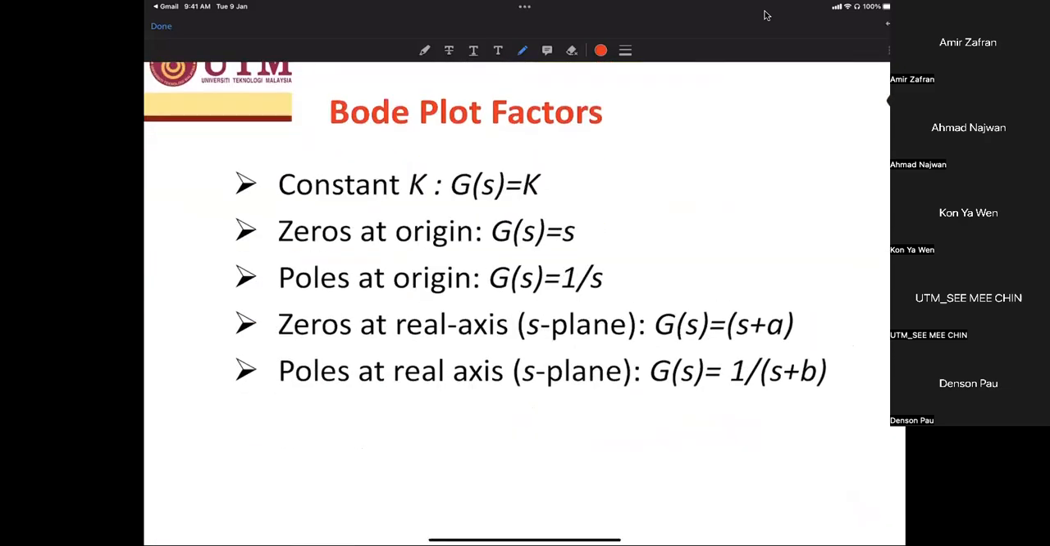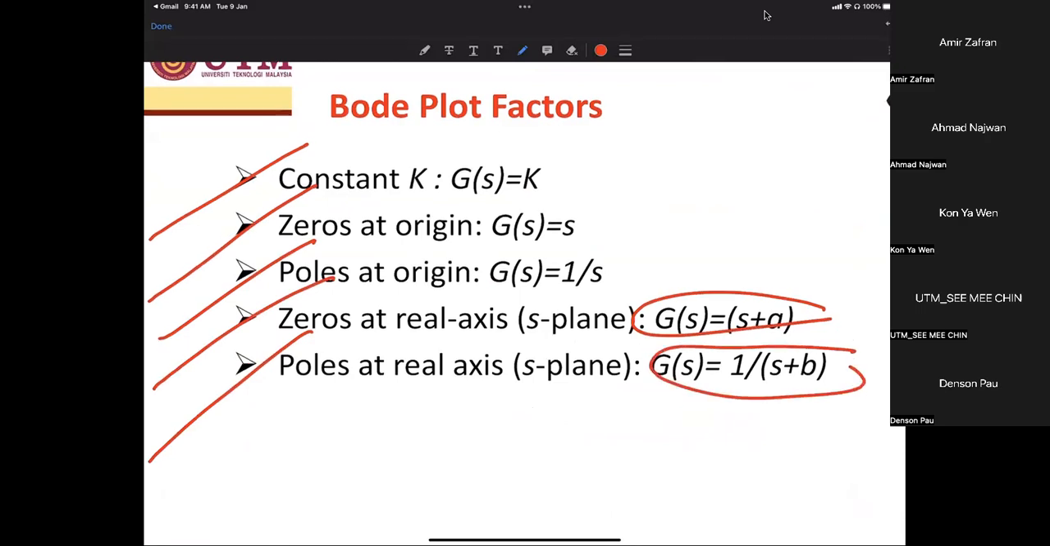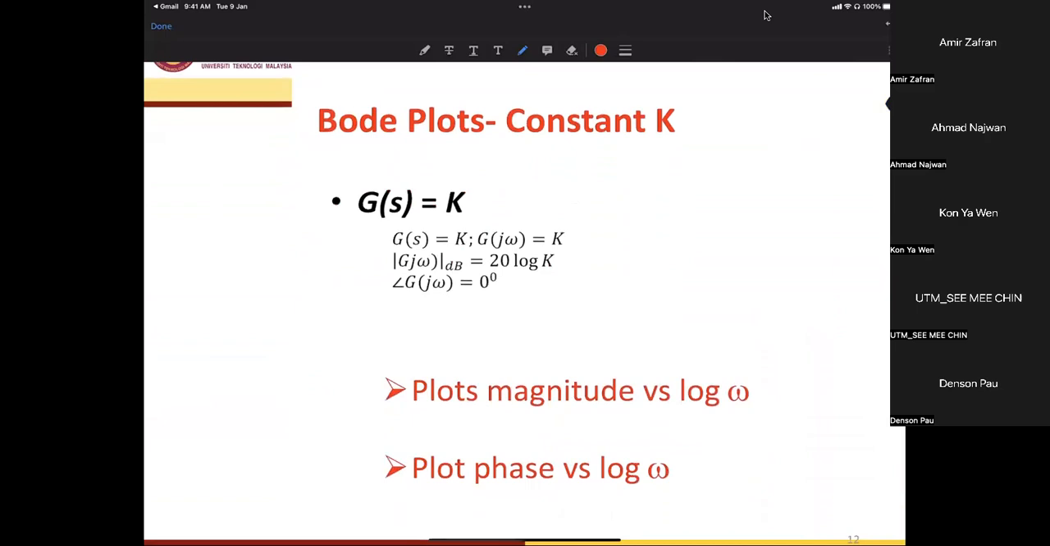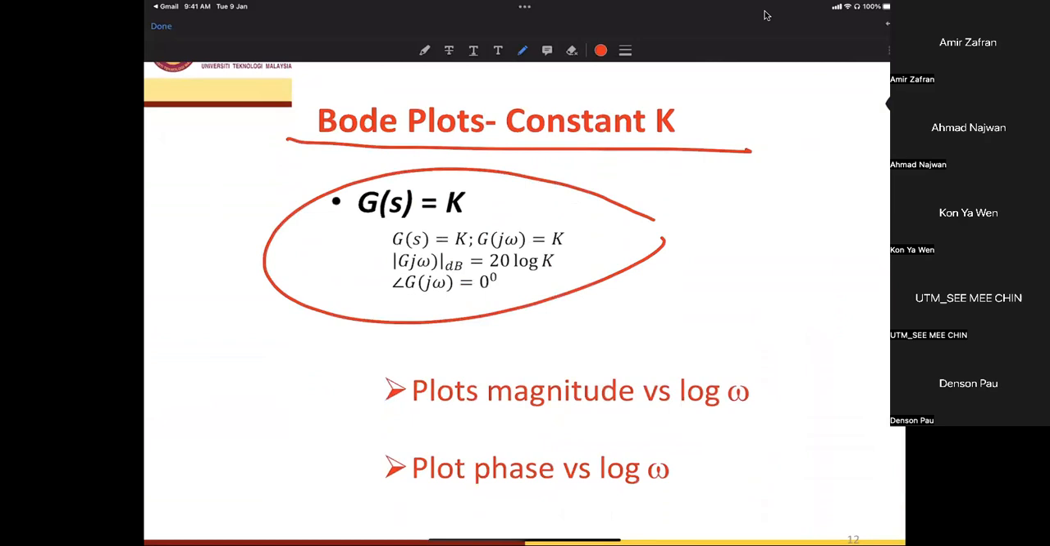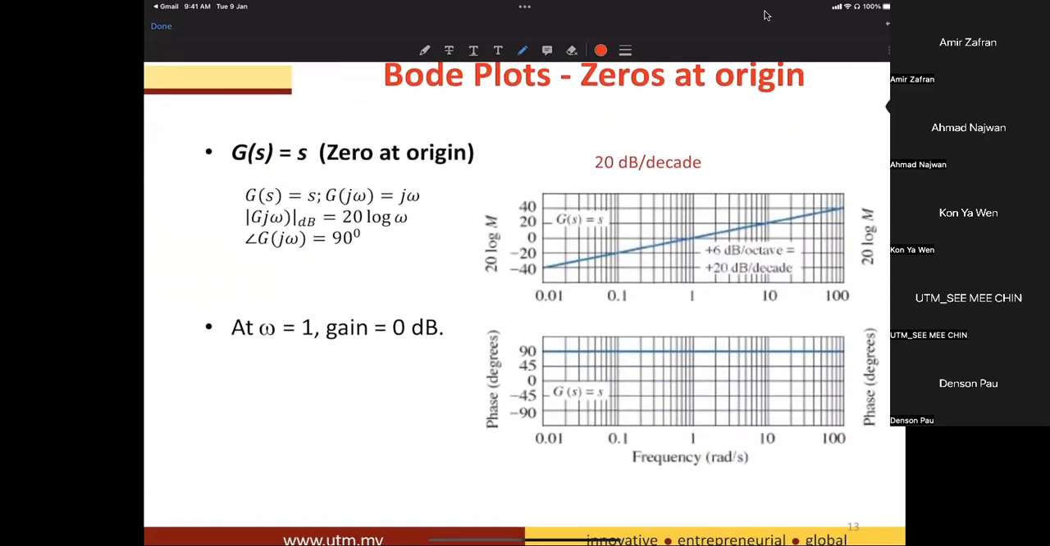So we're going to see both plots for constant K, zeros at the origin, poles at the origin, zeros at the real axis, and poles at the real axis. So these are the zeros, which is here. And just now, we discussed the poles at the real axis. For example, we have a constant K. This is the way we find the magnitude and the phase for constant K, and we plot magnitude versus log frequency and phase versus log frequency.